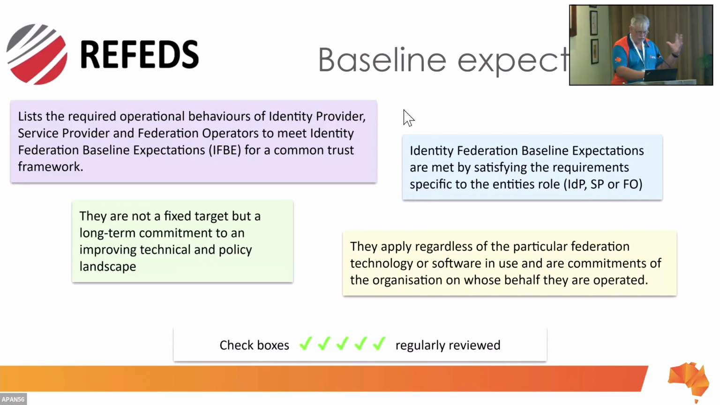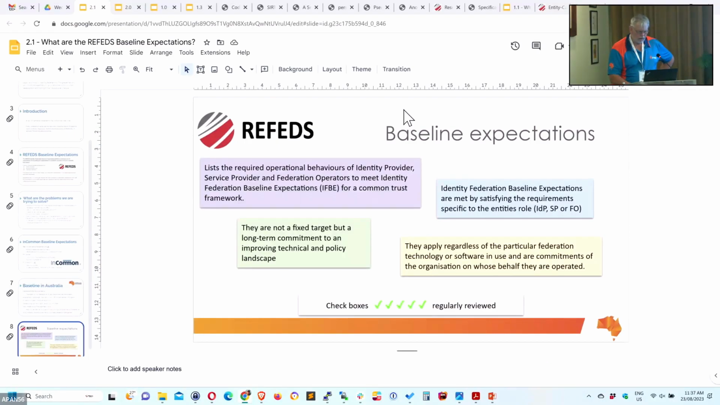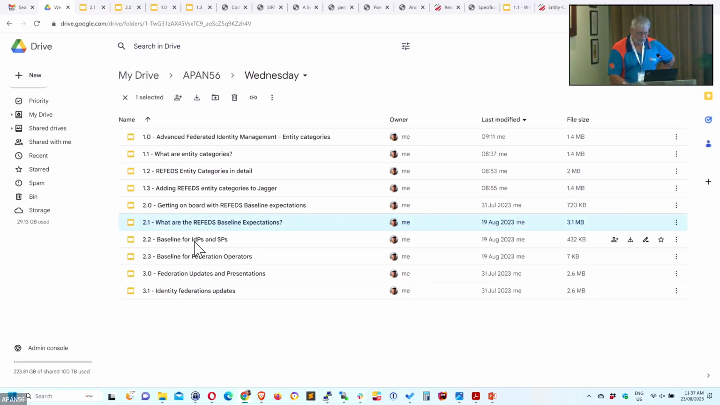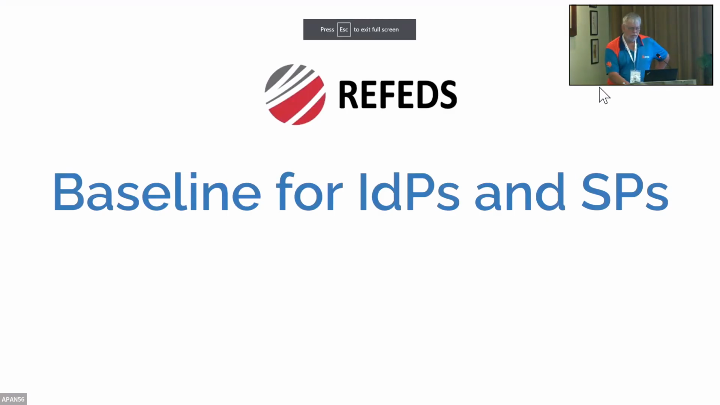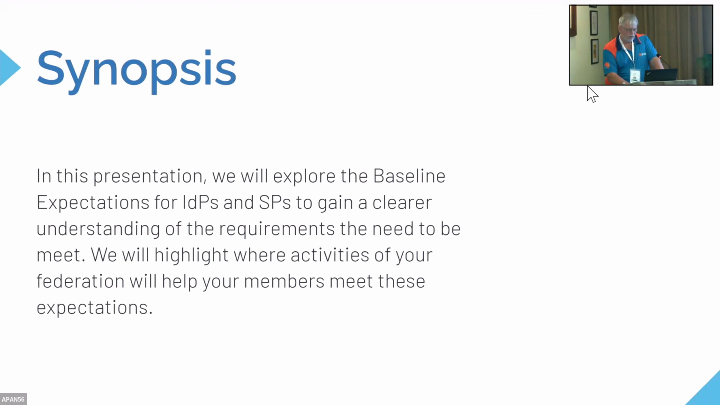Right, so that's a bit of an overview of what baseline expectations are. So let's have a look at baseline expectations for identity providers and service providers. In this presentation, we'll explore the baseline expectations for IDPs and SPs to gain a clearer understanding of the requirements that need to be met. And we'll highlight where activities of your federation will help your members meet these expectations.